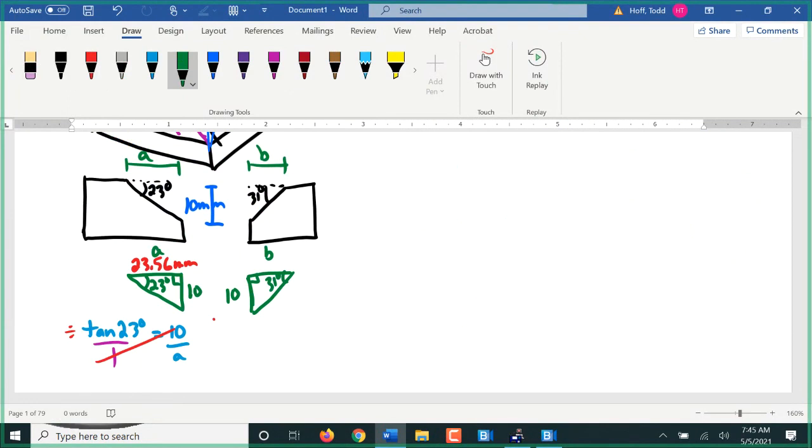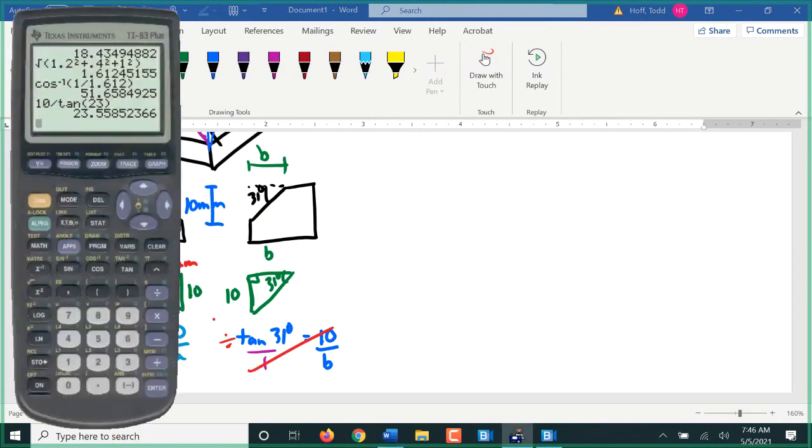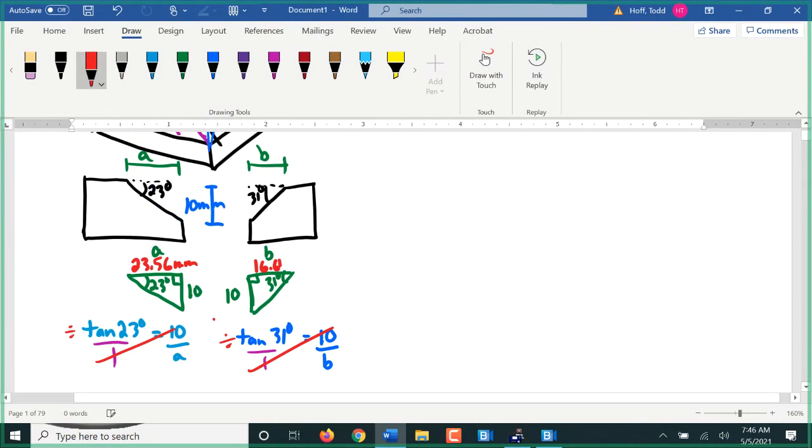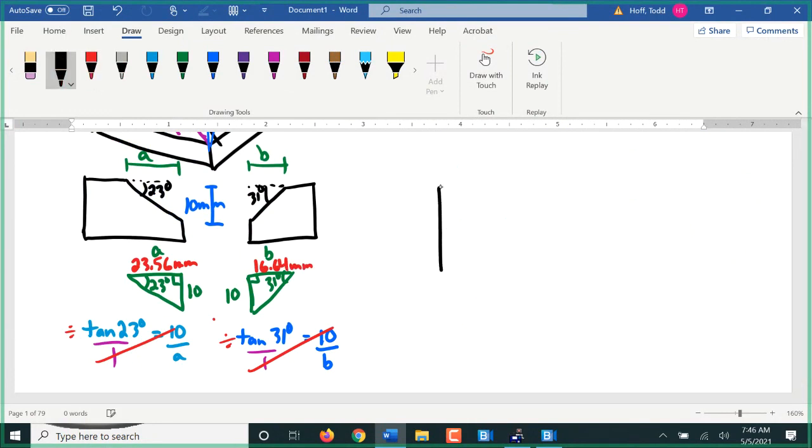Over on this other side, we have a similar situation. Tangent of 31 degrees equals the opposite side of 10 over the adjacent side of B. That over 1, so we can cross multiply and divide. 1 times 10 is 10, divided by the tangent of 31 degrees. 16.64. What this means now is we can draw our box off of this.